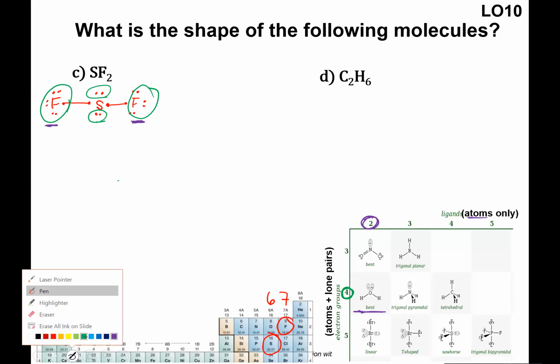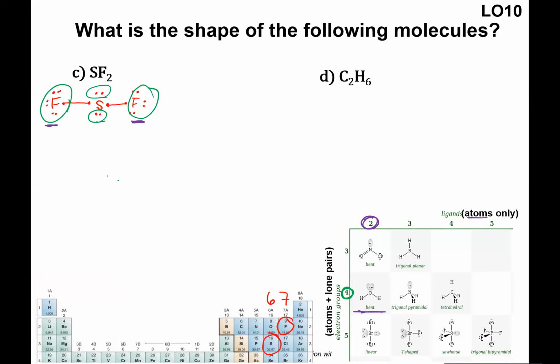So in order to represent that, I would draw this with sulfur in the center, my fluorines pointing down in a bent fashion, and then my lone pairs would be up here. And this communicates that this is a bent structure. All right, let's do our last one.